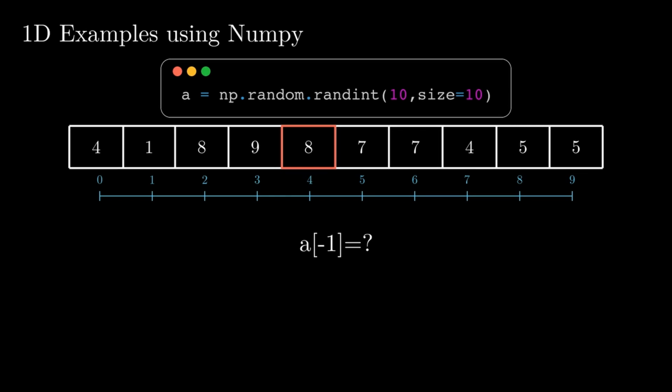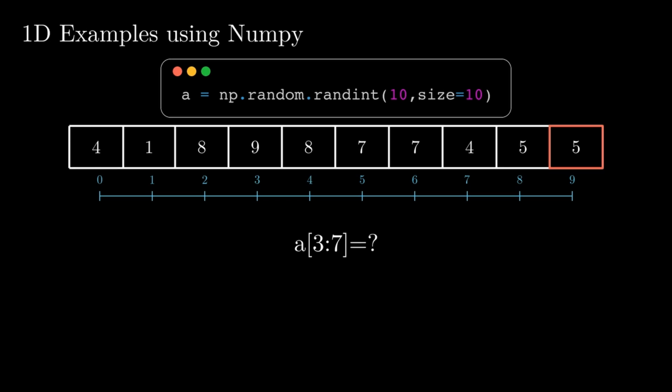So what is A[-1]? I don't see any -1 in the blue numbers, but again, in Python, a negative number means go backwards, so that means the last one. What is A[3:7]?